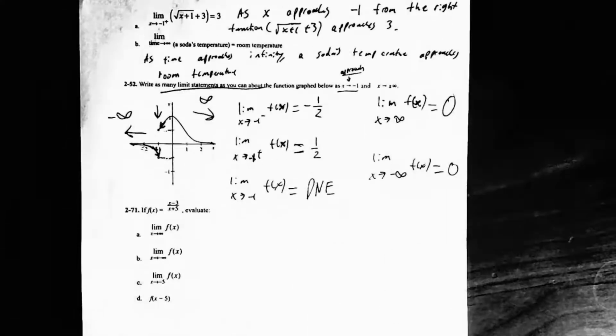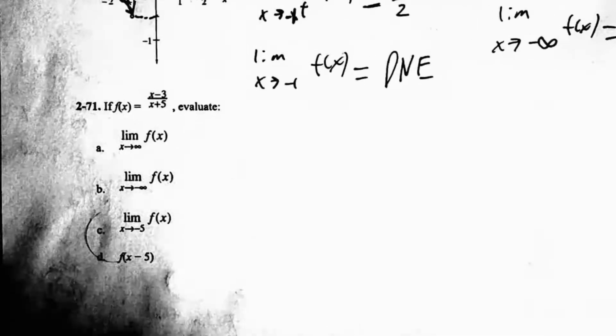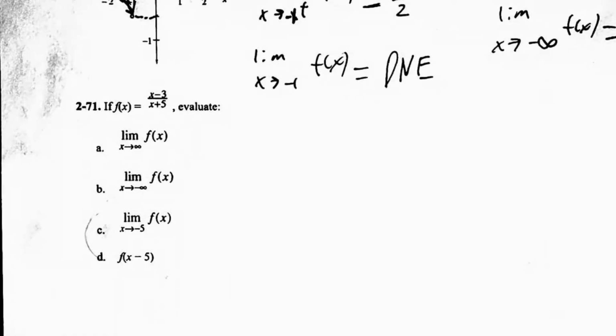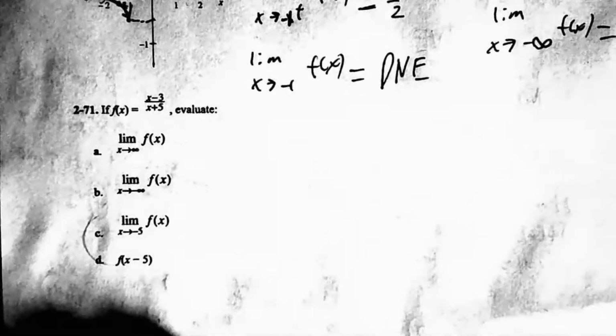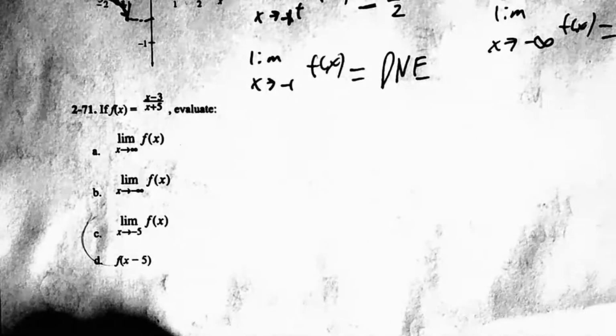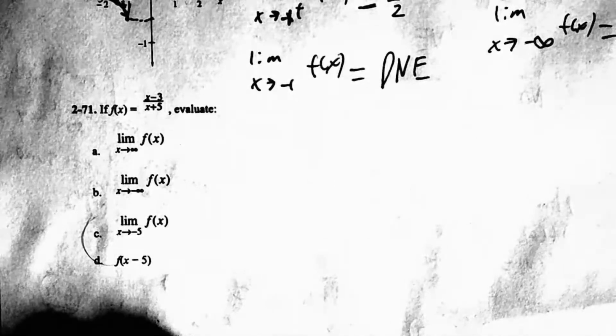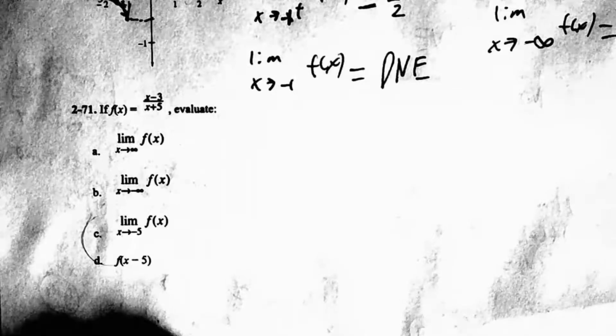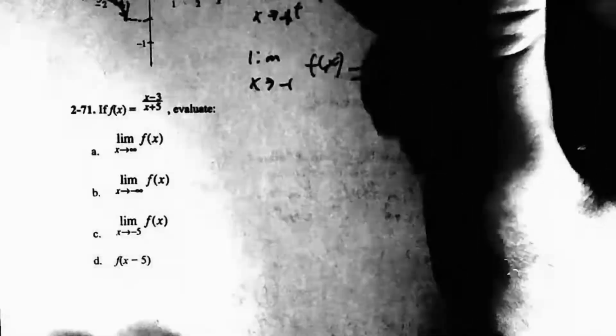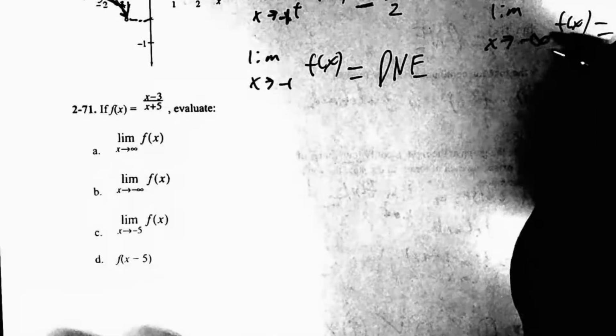Okay. All right, last question, 71. We have the function x minus 3 over x plus 5, and we're evaluating the limit as we get to infinity, negative infinity, as well as negative 5 and f of x minus 5. So first one, as we approach infinity. We're going to go over this on Wednesday, the 21st, but I'm going to go over this in the video so you can get a head start.